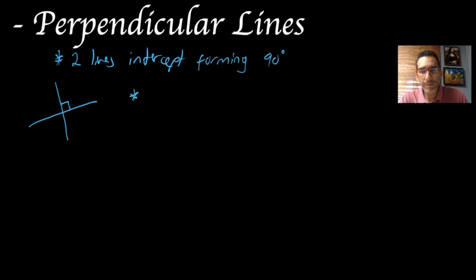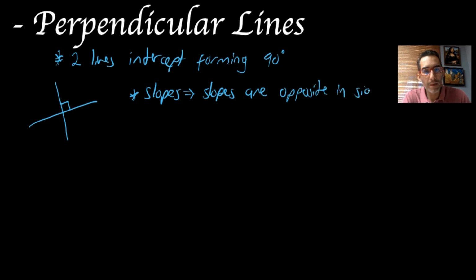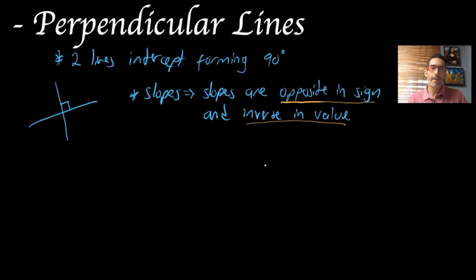What is the important aspect here? Talking about the slopes. There are questions that will try to evaluate this concept. If I have two perpendicular lines, what we know about the slopes is that the slopes are opposite in sign and inverse in value. So these are the two big aspects. The slopes are opposite in sign and inverse in value. Okay?